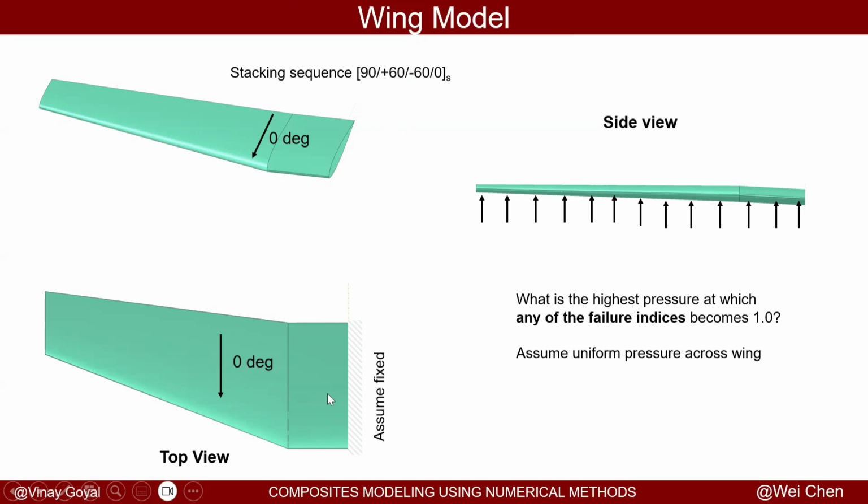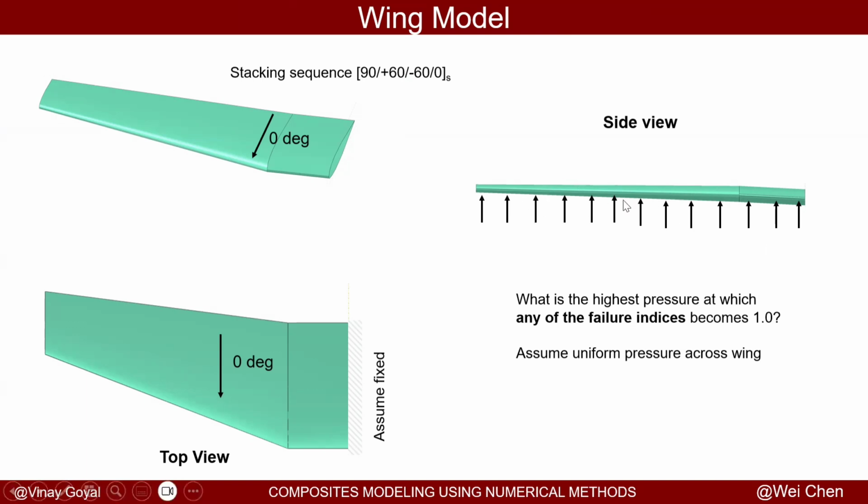We're going to assume this wing is fixed on this side. We're not simulating the rest of the airplane, but this is just an exemplar on how we could calculate failure indices using a software. We're only going to apply pressure at the bottom of the wing, representing the lift conditions of that wing. And so the question becomes, if I were to apply a pressure that's uniform, which we know is not uniform, has a parabolic distribution typically, or similar to parabolic distribution.